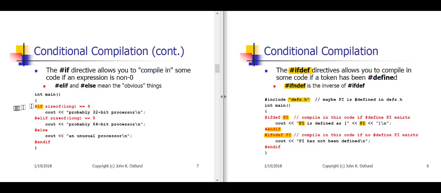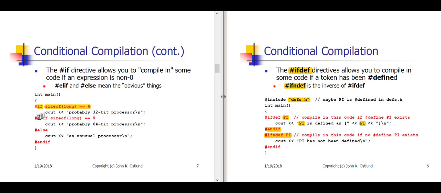Well, we can say if the size of a long is equal to 4. Now that expression is going to be either true or false. That is treatable as non-zero or 0. So if the size of a long is 4, then we will pass the cout statement displaying probably 32-bit processor along to the translation unit.